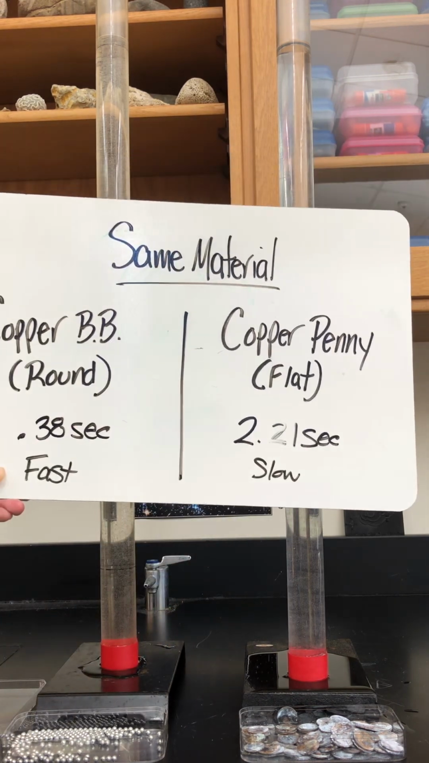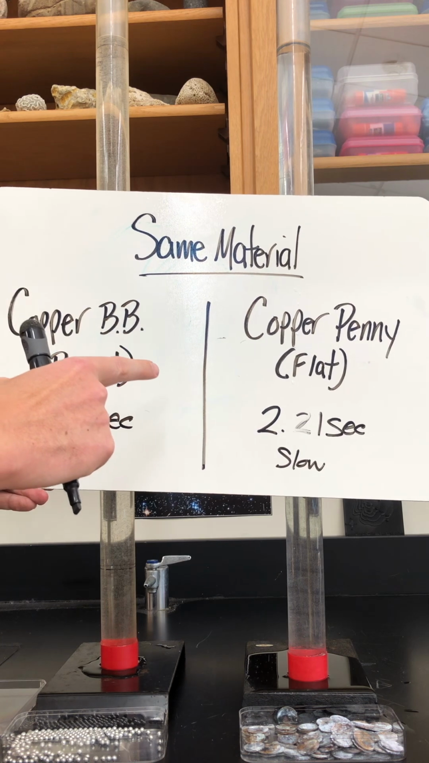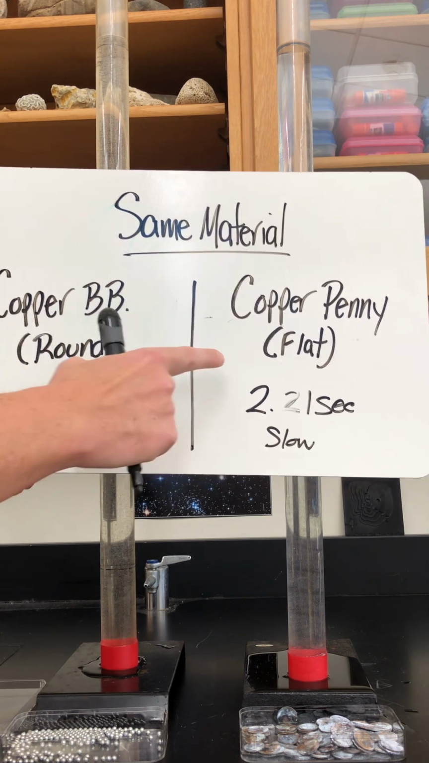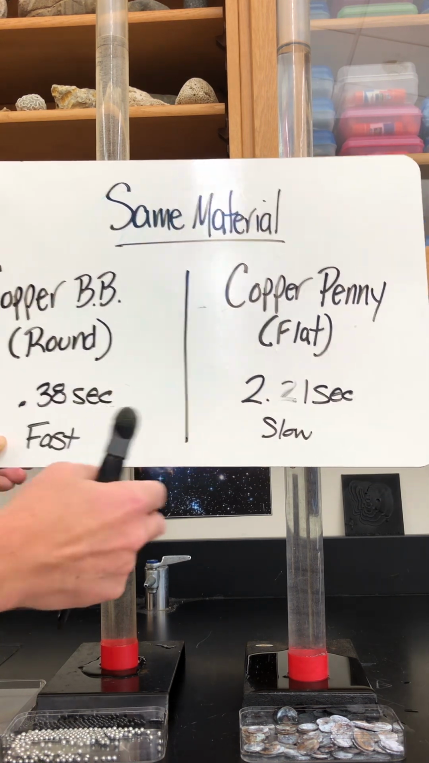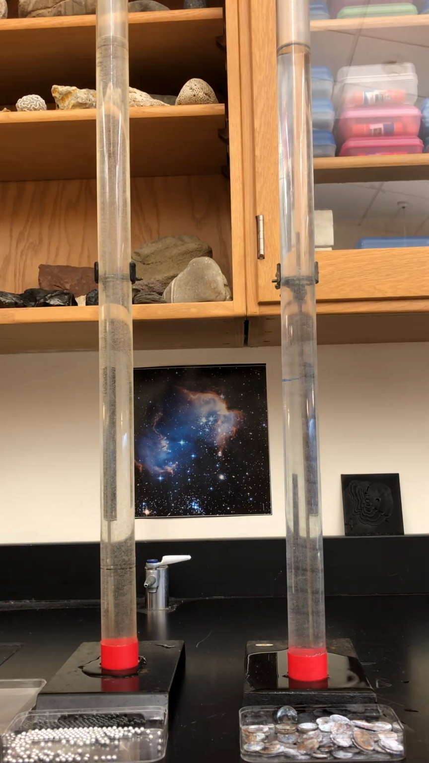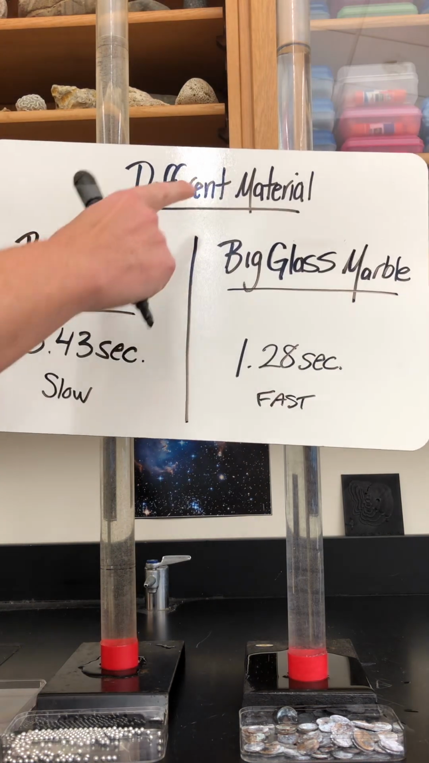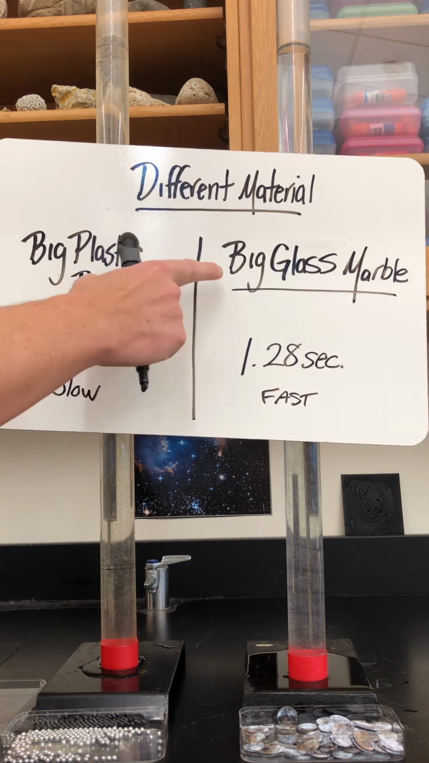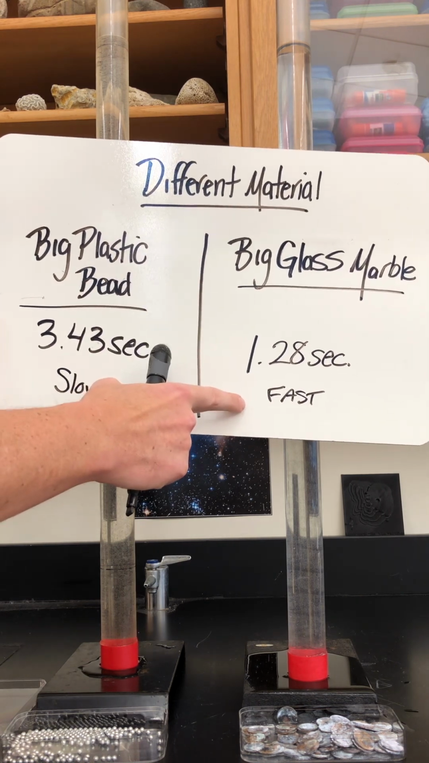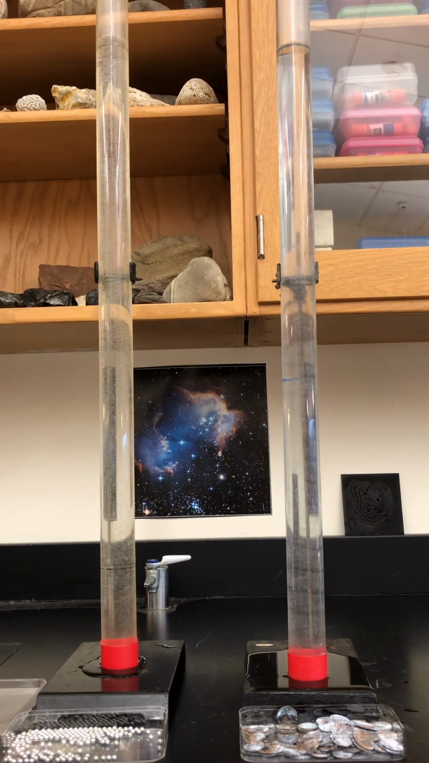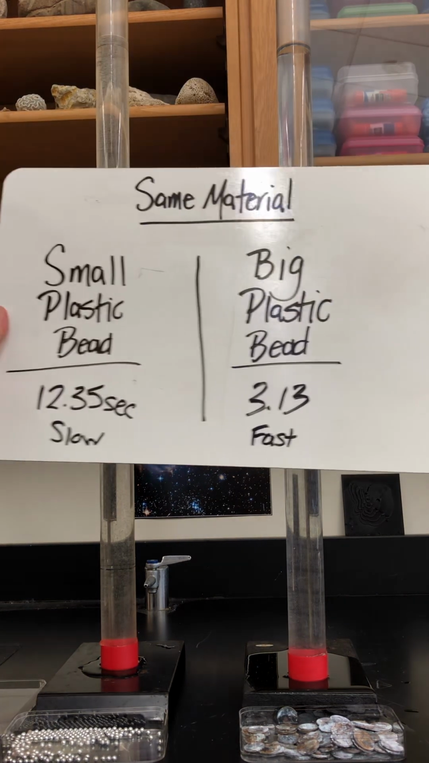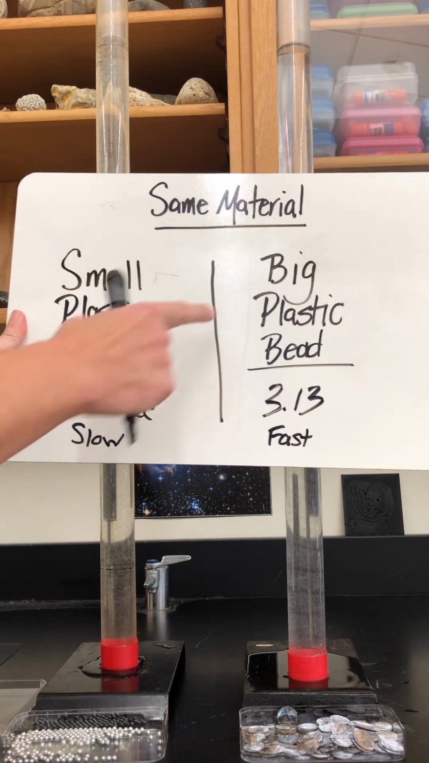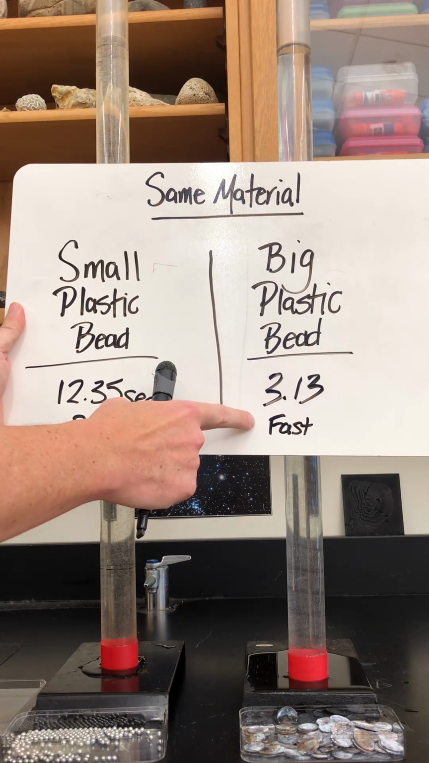So let's recap here. We have different shapes. The round is fast and the flat copper penny is slow. We have different materials with different densities. The low density is going to be slow. The high density is going to be fast. And we also have different sizes. The small is going to travel slow, while the big is going to travel fast.